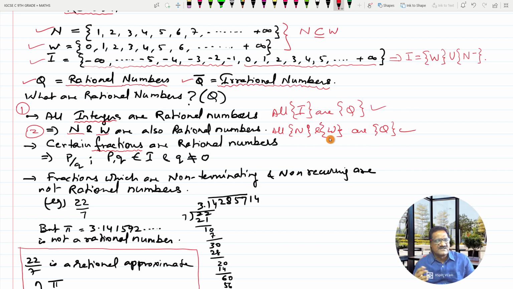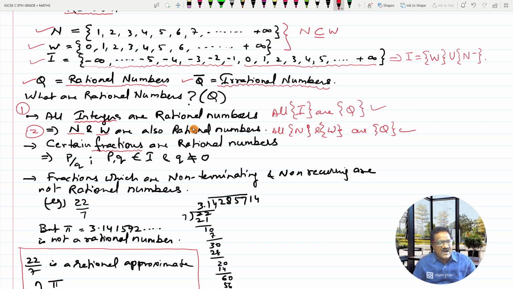0 is a whole number, so it is a rational number. Yes, it is a rational number. 25, is it a whole number? Yes, it is a rational number. 9 is a natural number, so is it a rational number? Yes, 9 is a natural number, so it has to be rational also. So all natural and whole numbers are also rational numbers.